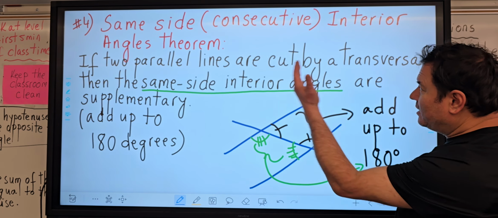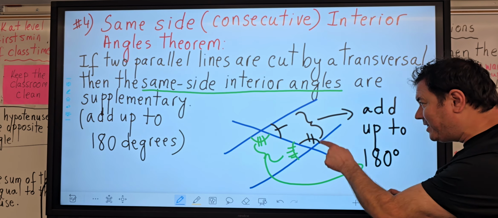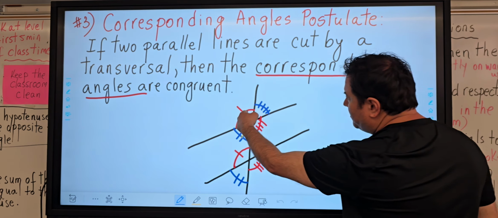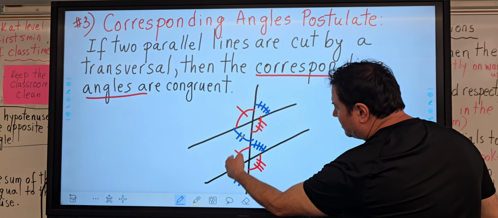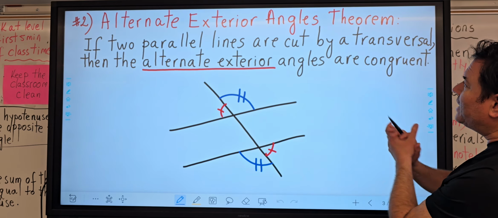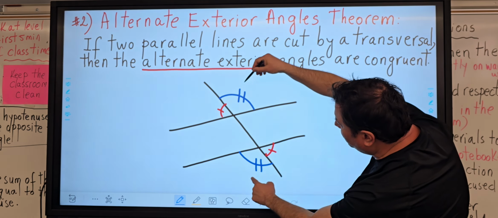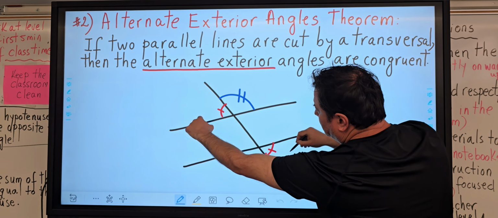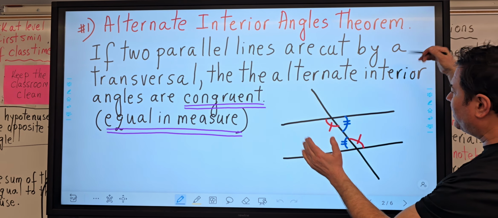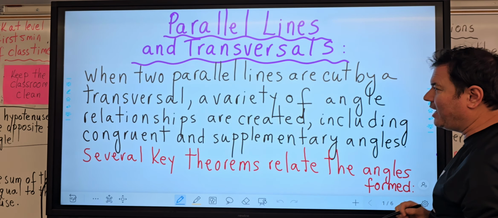Okay, consecutive angles add up to 180 degrees. Pay attention to this. And then we have here corresponding angles are the same. This angle and this angle, this angle and this angle, and so forth are the same. And then we have another theorem, alternate exterior angles. And finally, we have alternate interior angles, inside of the parallel lines.